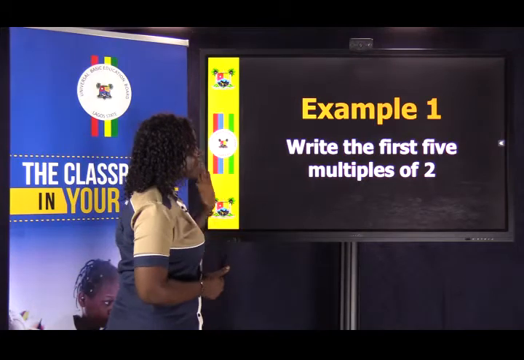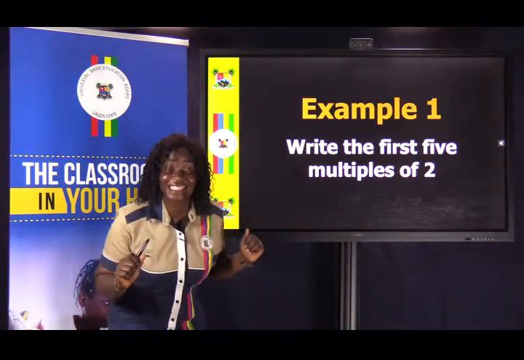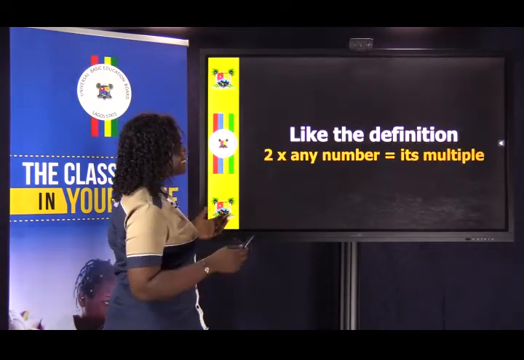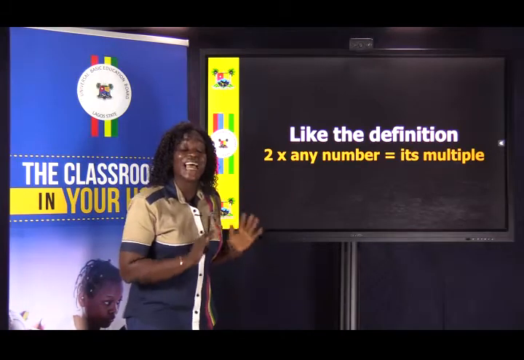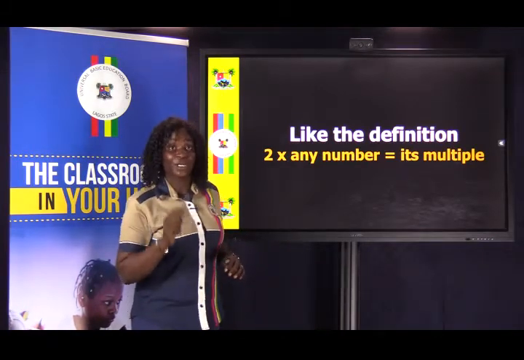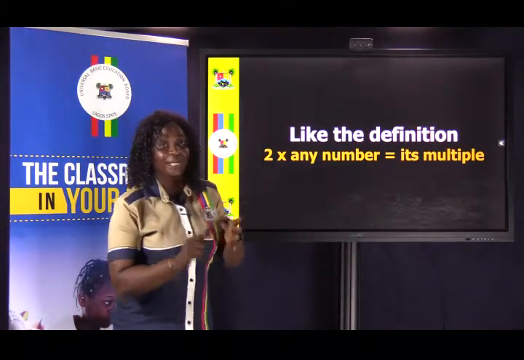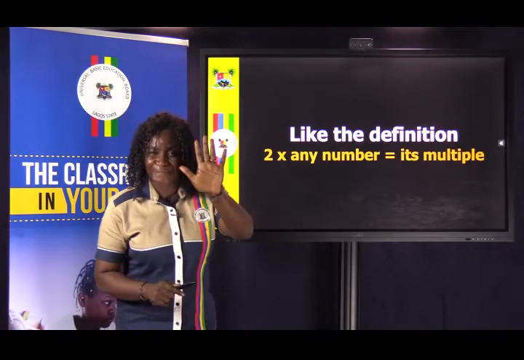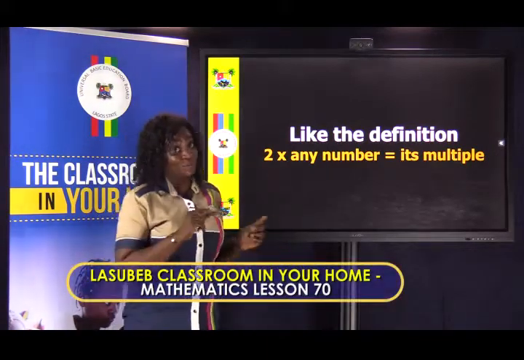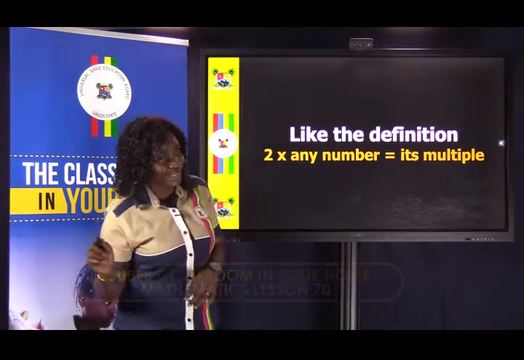Write the first 5 multiples of 2. It's too easy. Yes. Let's see. Like the definition, 2 times any number. But remember the first 5 numbers. So you do 2 times 1, 2 times 2, 2 times 3, 2 times 4, 2 times 5. So simple. Remember, I don't need the 2 times 1. I need the result of multiplying 2 and 1 together.